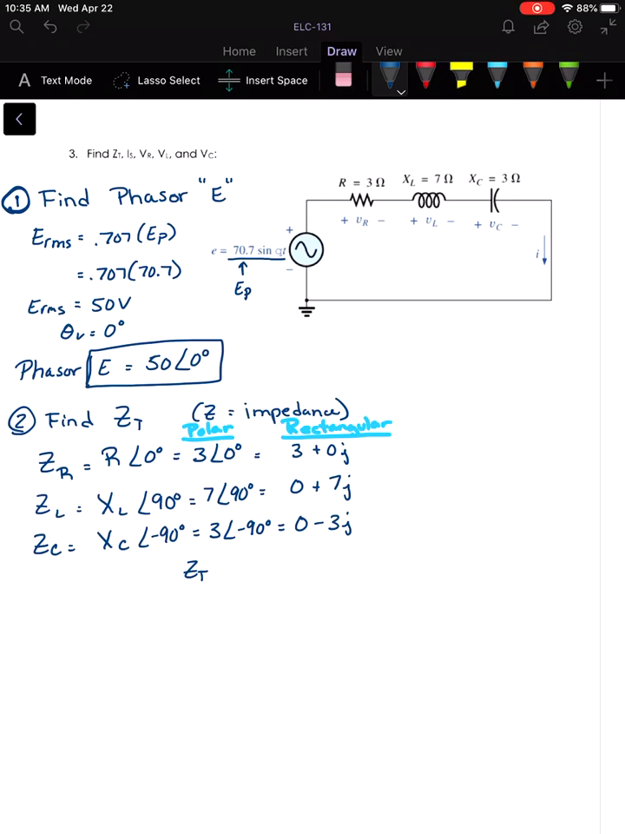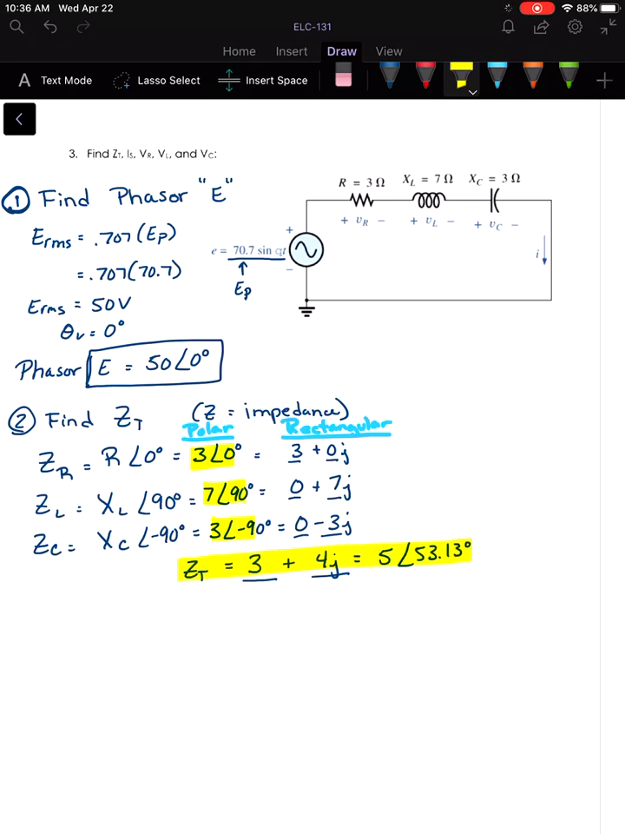When we look for ZT, we could plug our polar form into our calculator and sum, but it's a little easier if you just sum the rectangular form, because the real part of our total would be 3 plus 0 plus 0, or 3. The imaginary part of our total would be 0 plus 7j minus 3j, so that gives us a net of plus 4j. If we convert that to polar form, that's 5 at an angle of 53.13 degrees.